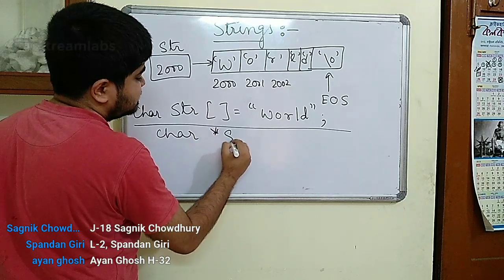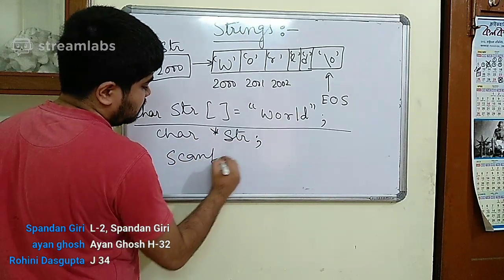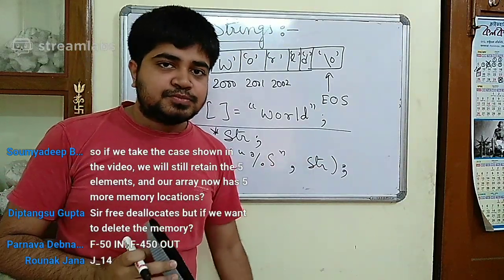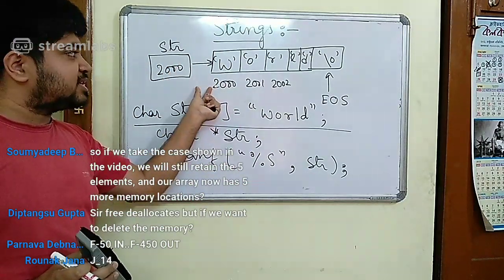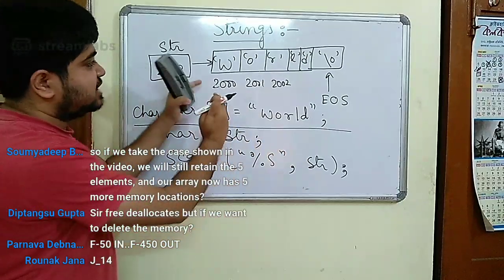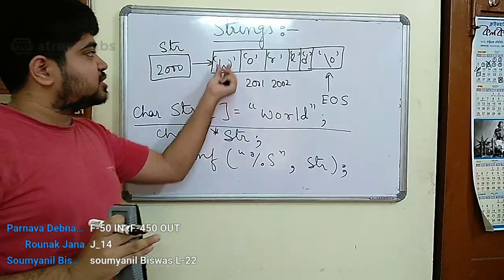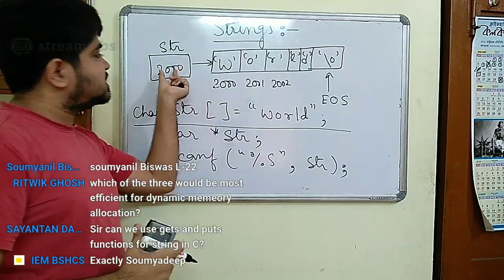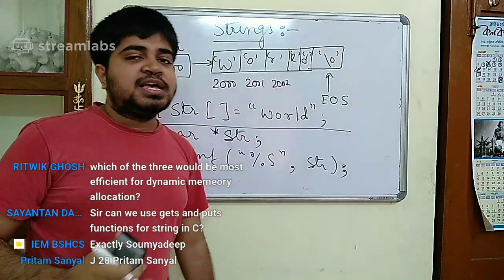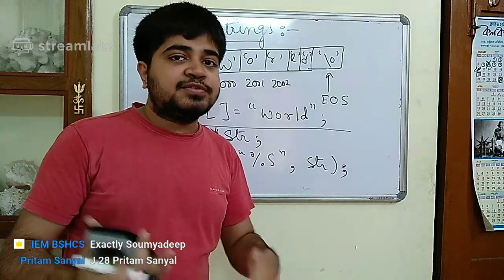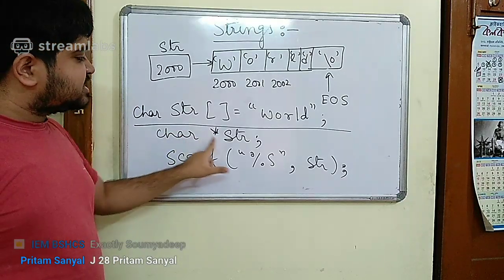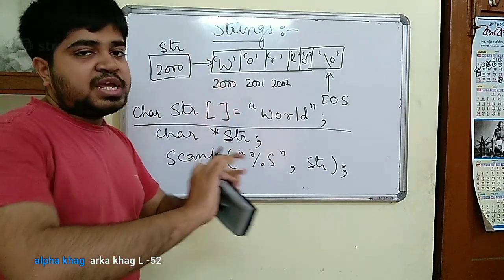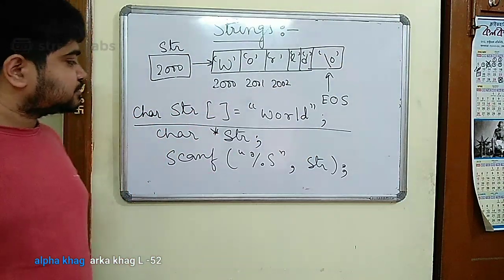Another way is char star str, scanf mod s, str, just specify str, right? This can be done. No ampersand, because str itself is holding 2000, which is the base address. It will ask the user to enter something, and whatever the user enters, character by character will be formatted and stored into every location of the particular array, and it will start from this very address, which is str, which is 2000. So it will start from here, it will keep on storing the characters, and finally it will give a slash 0, which is the end of string marker, right? So char star str, scanf mod s, simply specifying the base address, that from here you take whatever the user enters and you store it here, right? This is done. This is another way.